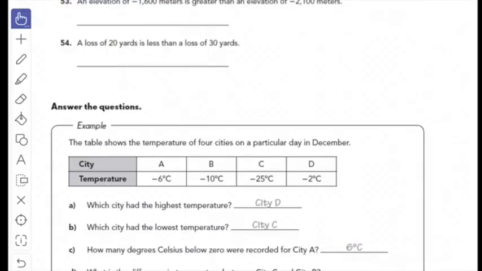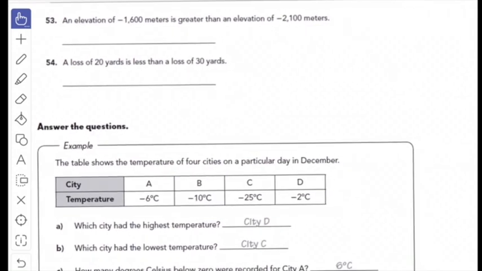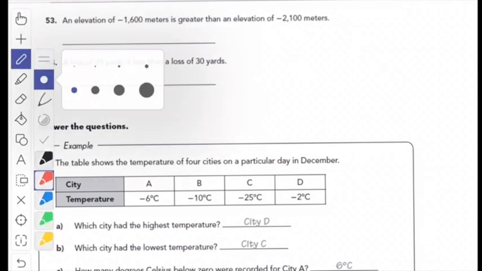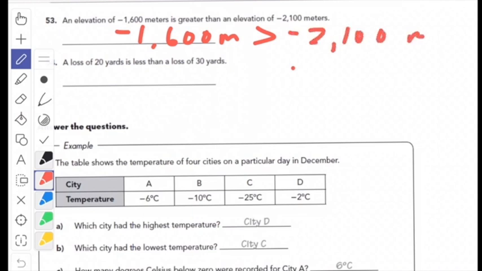Okay, for 53, it says an elevation of -1600 meters is greater than an elevation of -2100. Okay, so when we do this one, it's pretty much straightforward. So -1600, and you have to put a label, meters, is greater than -2100 meters.